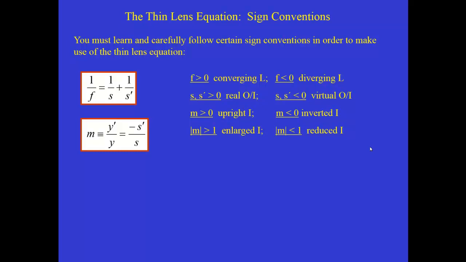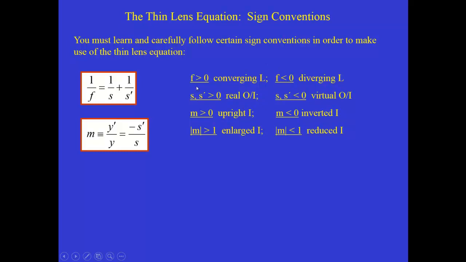I've already mentioned one of those: when m is greater than 0, the image is upright. When m is less than 0, the image is inverted. But there are also some other ones. For a converging lens, the focal length in this equation is positive. For this equation to hold true for a diverging lens, the focal length, whatever the numerical value is, is considered to be negative. So we still use the same equation as long as we keep track of the signs that way.